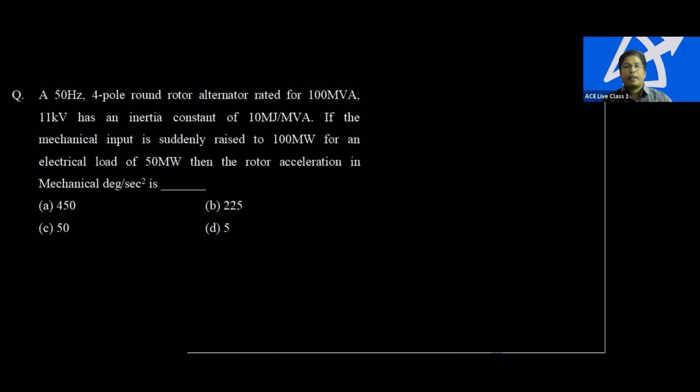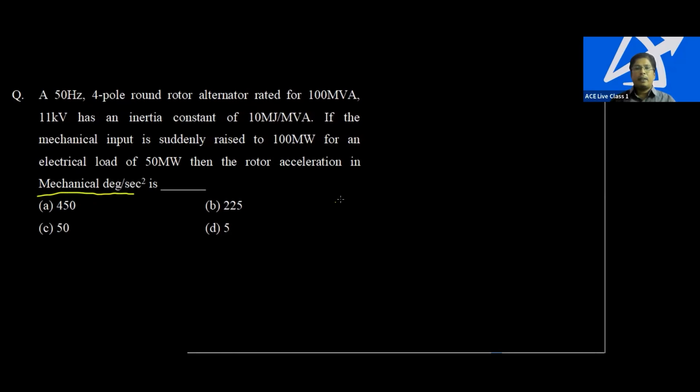Alright, students. So one more question. A 50 Hz 4-pole round rotor alternator rated for 100 MVA, 11 kilovolts has an inertia constant of 10 megajoules per MVA. If the mechanical input is suddenly raised to 100 megawatts for an electrical load of 50 megawatts, then the rotor acceleration in mechanical degrees per second square. So underline this one, mechanical degrees.